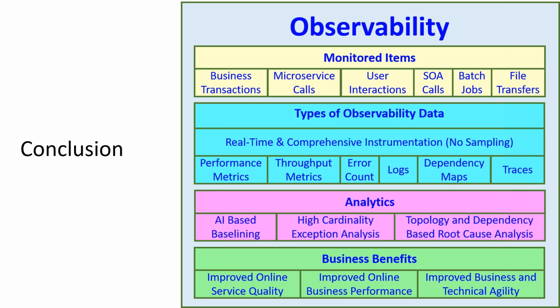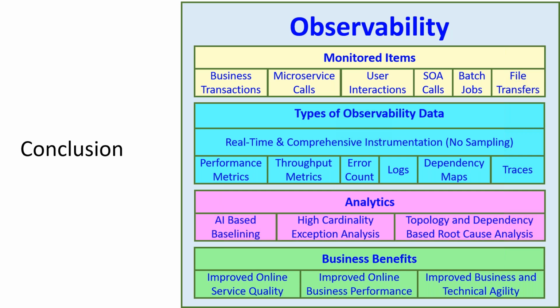We should capture the business transactions, microservices calls, user interactions, service-oriented architecture calls, batch jobs, file transfers. You will have different types of data in observability, like real-time and comprehensive instrumentation data, performance metrics, throughput metrics, error counts, logs, dependency maps, and traces.